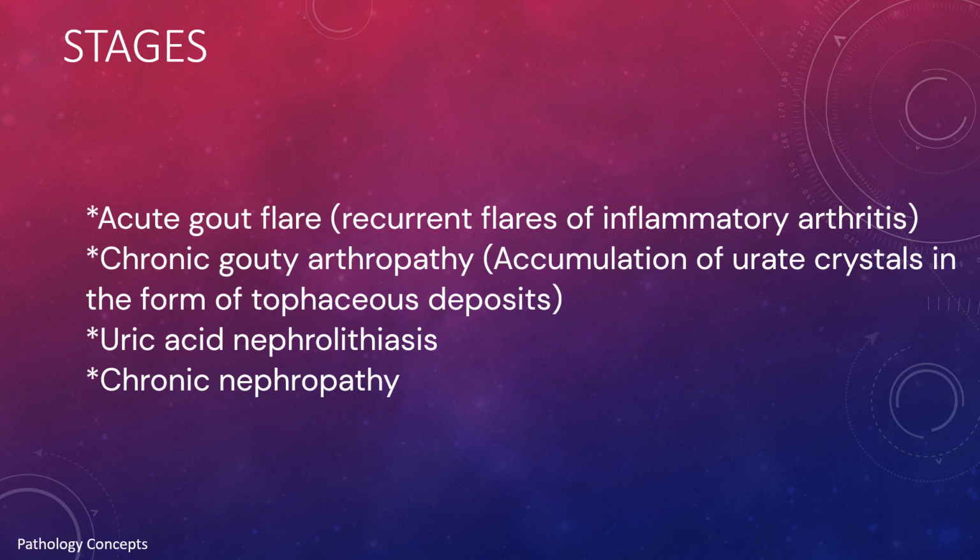The stages of gout: acute gout flare, chronic gouty arthropathy, accumulation of urate crystals in the form of tophaceous deposits, uric acid nephrolithiasis, and chronic nephropathy.